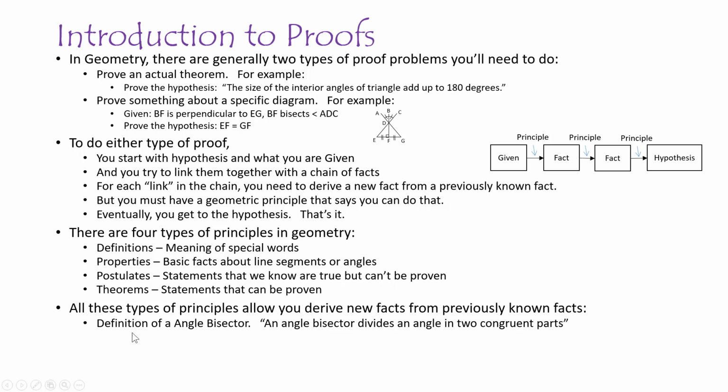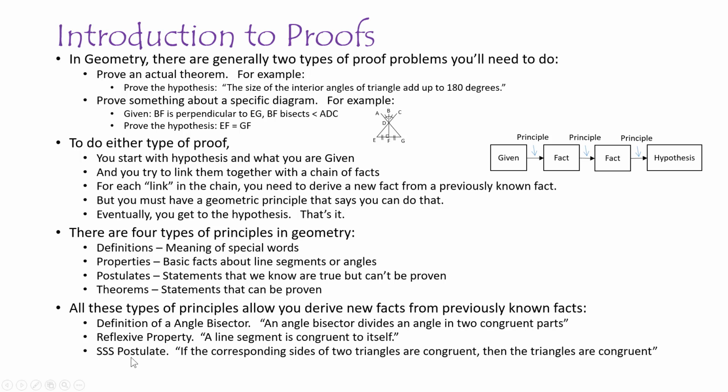So here's an example of a definition of an angle bisector. An angle bisector divides an angle into 2 congruent parts. So if you see the word angle bisector, then you know that the angle is divided into 2 congruent parts. You're deriving a fact from another fact. Here's a property, and it's one that's kind of obvious, but you will use it. A line segment is congruent to itself. And that means if you have a line segment, it can be used in multiple ways. In different ways, it's always congruent to itself.